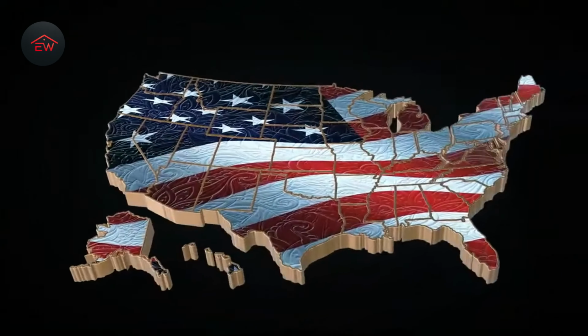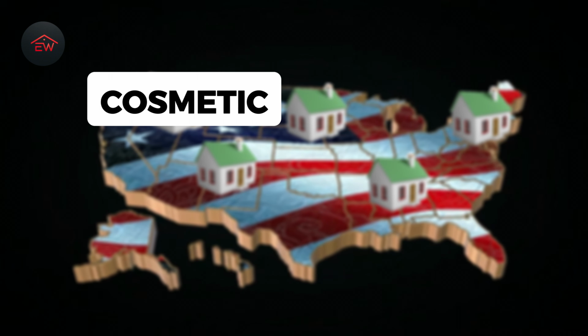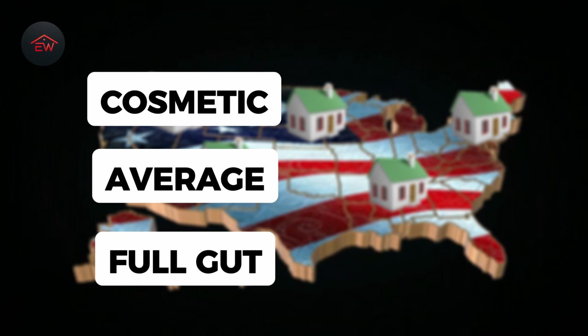So let's get started. Every property across the United States is one of three things. It's either cosmetic, an average, or a full gut rehab, right? It has to be one of those three things. In most markets, in the affordable markets, I would say price point under $300,000, most of those markets, a cosmetic rehab is $15 a square foot. An average is $25 to $35 a square foot. There's kind of a sliding scale there. And a full gut is $55 a square foot.